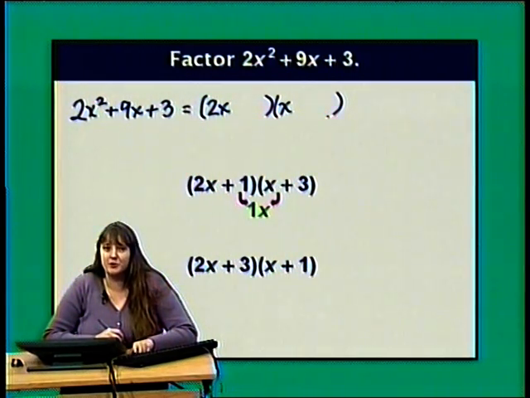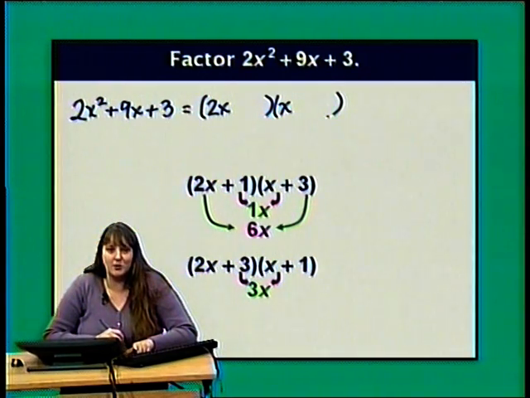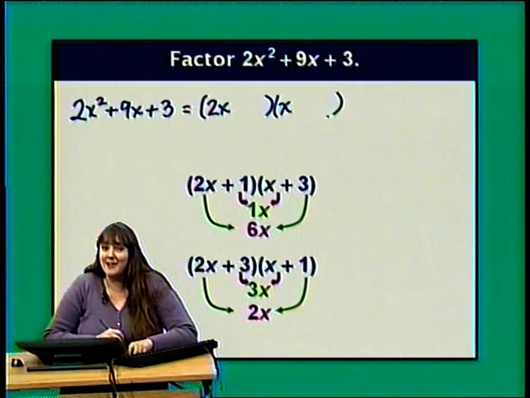The product of the outer terms, 2x and 3, is 6x. 1x plus 6x is 7x. Look at our trinomial. We're looking for 9x. Well, let's look at our other choice. The inner terms, 3 and x, multiply to 3x. The outer terms, 2x and 1, multiply to 2x. 3x plus 2x is 5x.